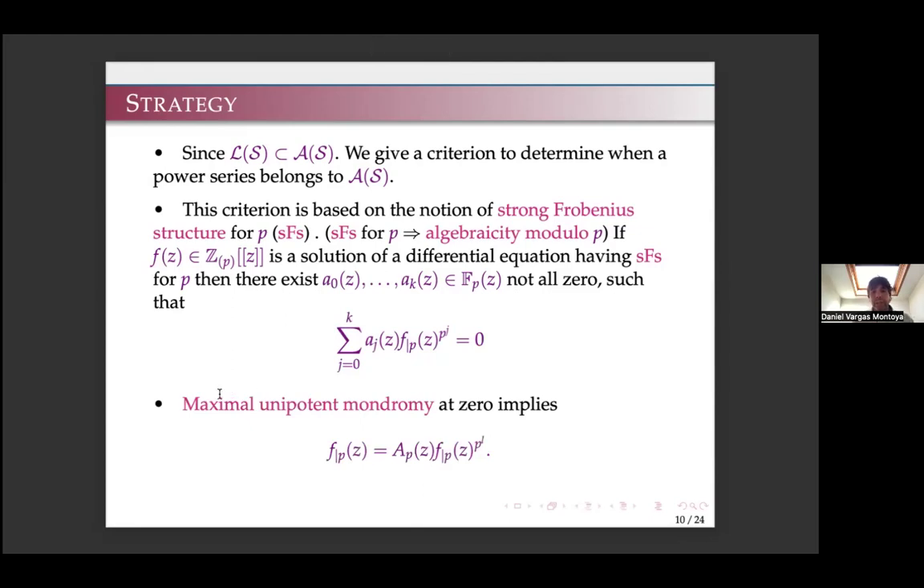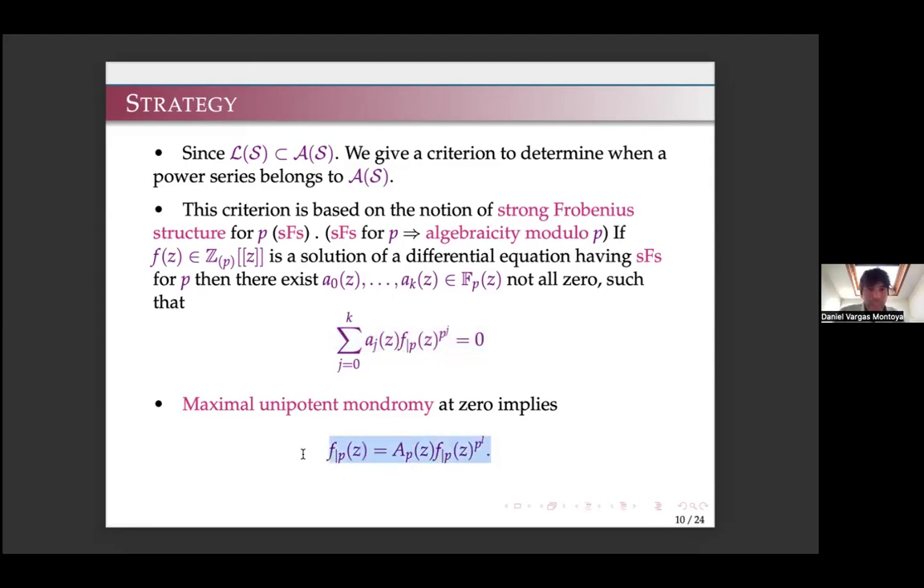Okay, we are going to see that more precisely in a few minutes, but we are going to use the maximal unipotent monodromy in fact to get something like this. So a strong Frobenius structure gives this kind of equation, and by using maximal unipotent monodromy, we are able to pass from this kind of relation to a relation like this.